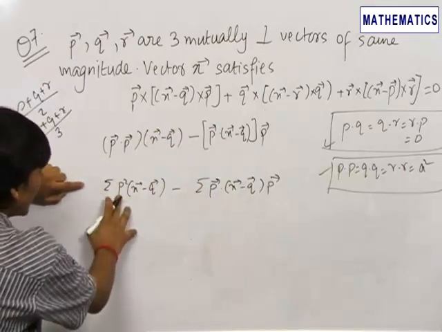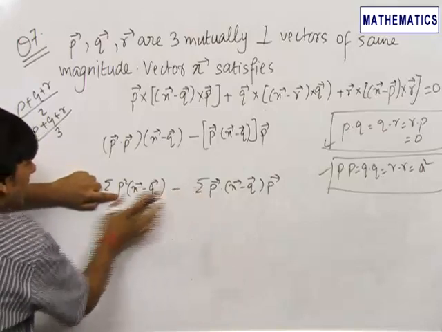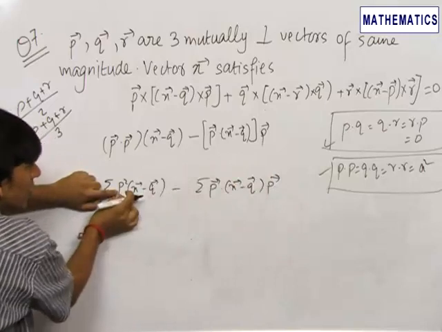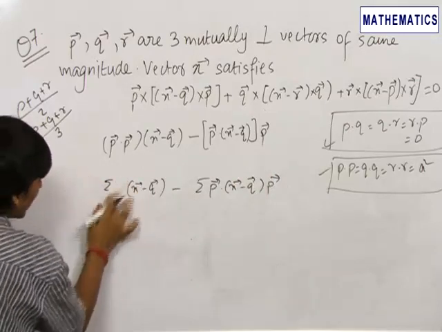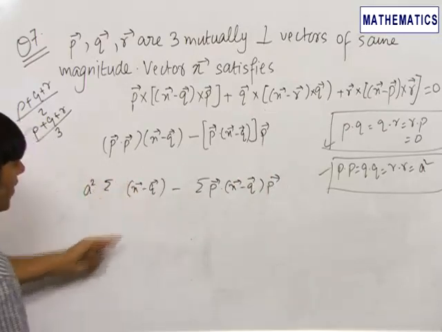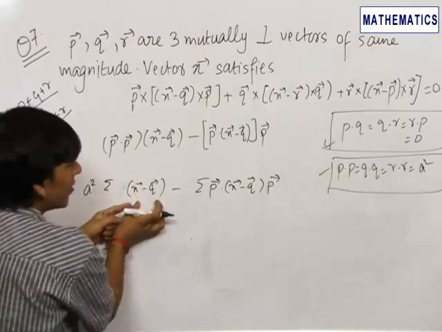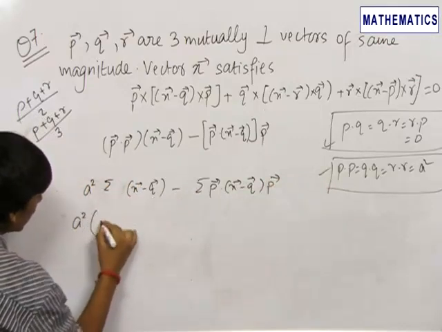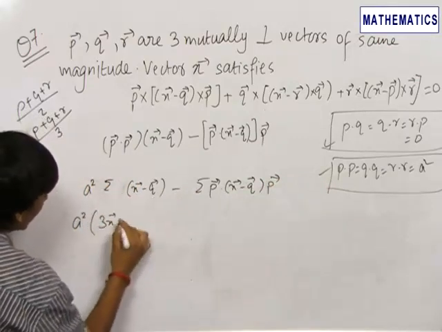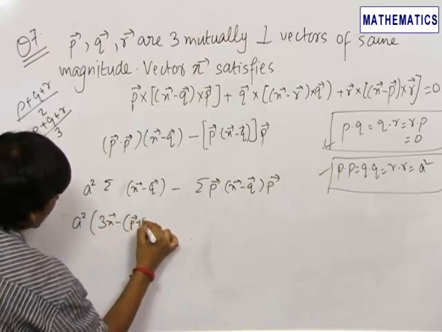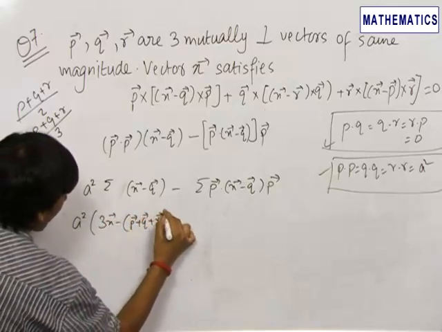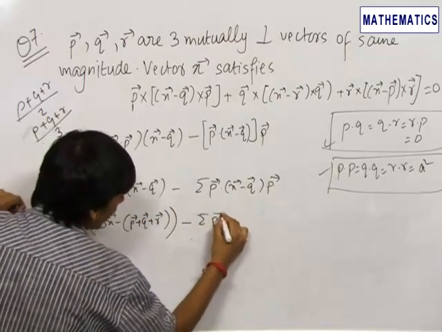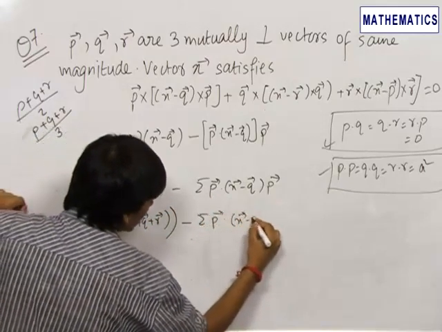We find that in each of the three terms we will have P square, Q square and R square. Now each of these terms is equal to A square. Therefore we can bring A square out common. And we have x vector minus Q vector, x vector minus P vector and x minus R vector as summation now. Therefore this will become A square into 3 times x vector minus P vector plus Q vector plus R vector, minus of summation of P vector dot x vector minus Q vector.